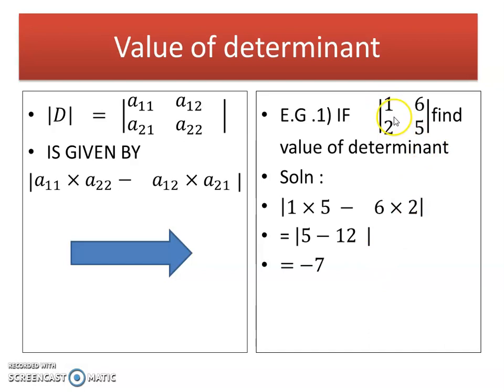I explain again. 1 and 6, 2 and 5 are the elements given in a 2 by 2 order determinant. We have to find the value of such a determinant by taking 1 into 5 minus 6 into 2. That is 1 into 5 is 5, 6 into 2 is minus 12. So we derive the final value, minus 7.